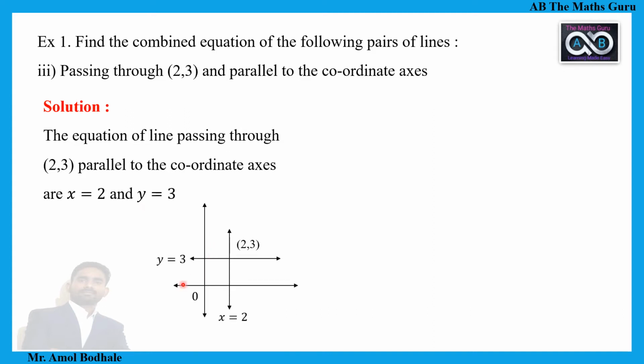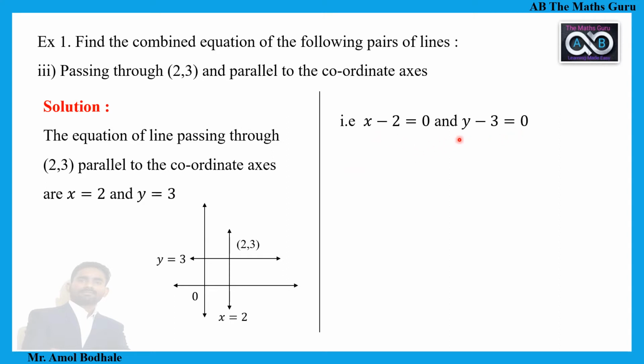So you can see here, this is the x axis and the y axis. We will take a point which is (2, 3). So the lines passing through point (2, 3) and parallel to the coordinate axes are x equal to 2, and the other line, y equal to 3. So the first line can be written as x minus 2 equal to 0, and y equal to 3 can be written as y minus 3 equal to 0.